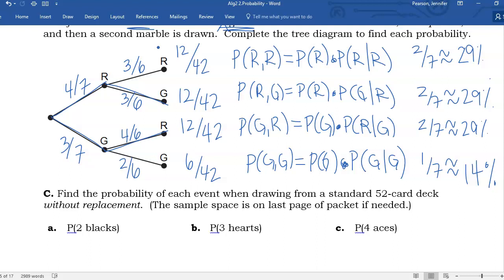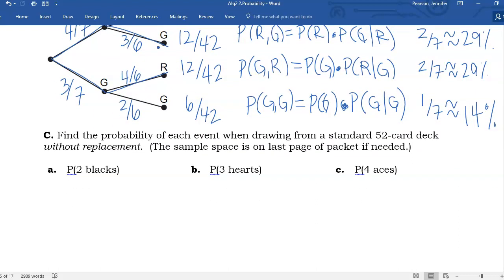Last one. Find the probability of each event when drawing from a standard 52 card deck without replacement. If you need it, on the very last page of this packet, there is a list of all the cards in a standard deck of playing cards. If you have a lot of history playing cards, you might already know that there are 4 suits: hearts, diamonds, clubs, and spades. There are 13 cards within each suit, starting from 2 all the way up to 9, 10 for numbers, 2, 3, 4, 5, 6, 7, 8, 9, 10. And then they go J, Q, K, A: Jack, Queen, King, Ace, making 13 altogether. Generally, we call the face cards, ones with faces on them, Jacks and Queens and Kings.